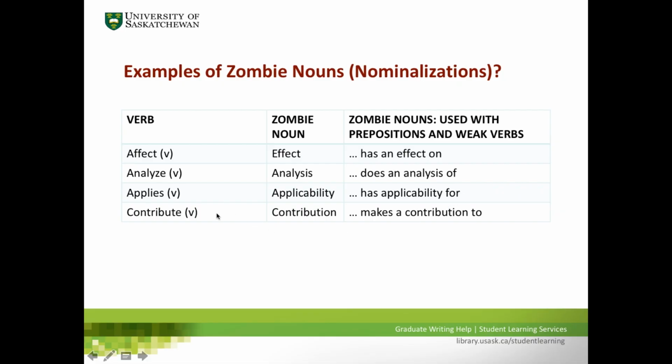Let's look at the verb contribute. The zombie noun is contribution. And again, if you want to substitute contribution for contribute, you have to add makes and you have to add to. So you can see then that you're much wordier if you use zombie nouns as a substitute for verbs. Much better to just use the verb form.